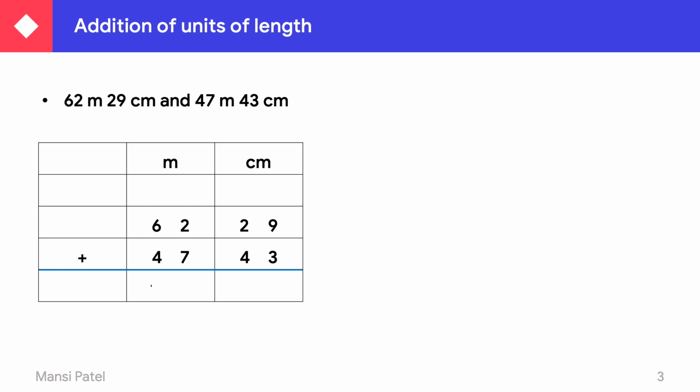9 plus 3, 12, 2 and 1 carry, and 4 plus 2, 6, 6 plus 1, 7. So we can say 72 and 1 carry of 12. After that 2 plus 7, 9, 6 plus 4, 10. So it is 109. So we can say our answer in meter and centimeter is 109 meter and 72 centimeter.